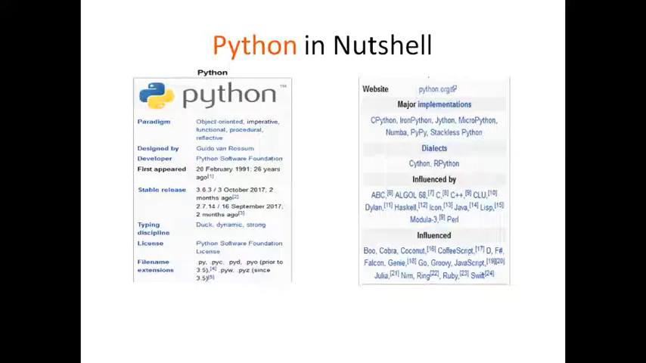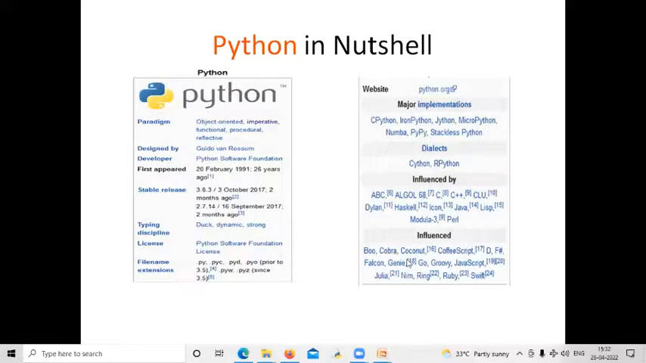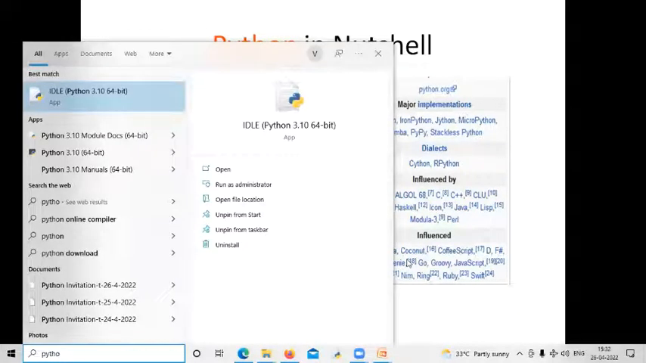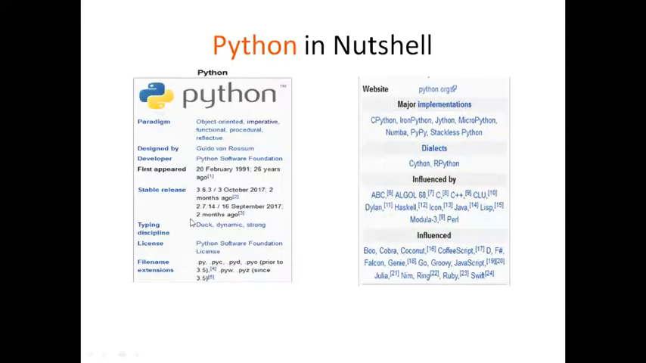I'll show you a sample for the example. You can see Python. My system already has Python installed. You can see Python 3.10, that is the present version which I have already installed in my system. So this was the old one. Now presently we are using 3.10.